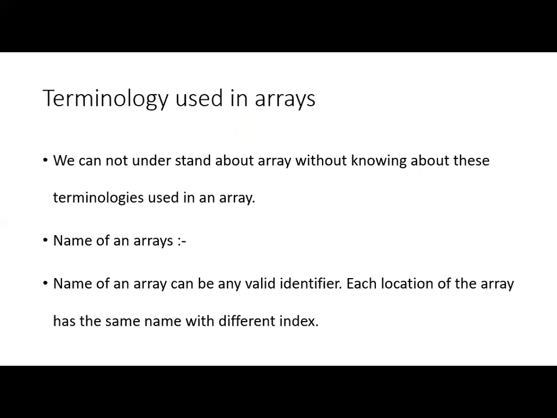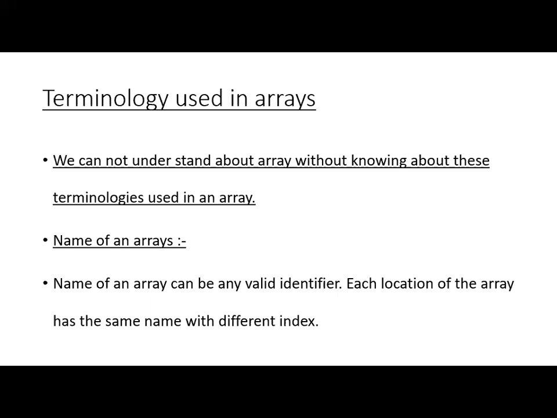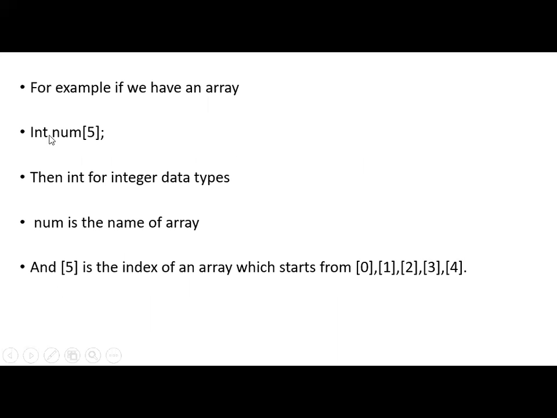The important thing about arrays is that we must understand the terminology used in an array. We cannot understand an array without knowing these terminologies. The first terminology is the name of an array. The name of an array can be any valid identifier. Each location of the array has the same name with a different index, as we can see in the previous diagram. For example, if we have an array int num[5], int is the integer data type, num is the name of the array, and 5 is the size of the array, with indexes starting from 0, 1, 2, 3 and 4.